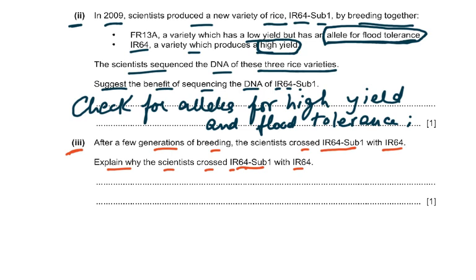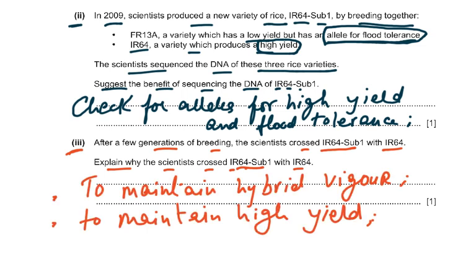So why do we do that? So that this, of course, doesn't lead to inbreeding depression. So to get hybrid vigor, we did that. So to maintain hybrid vigor and to maintain the high yield, so that in future generations this would still be present. Hybrid vigor will result in high yield.